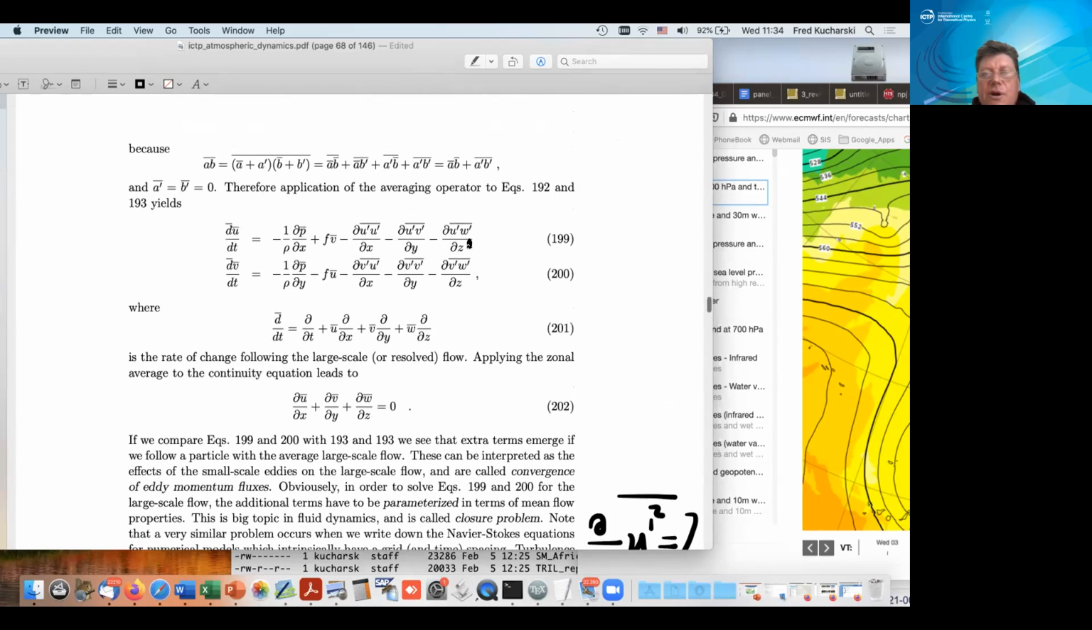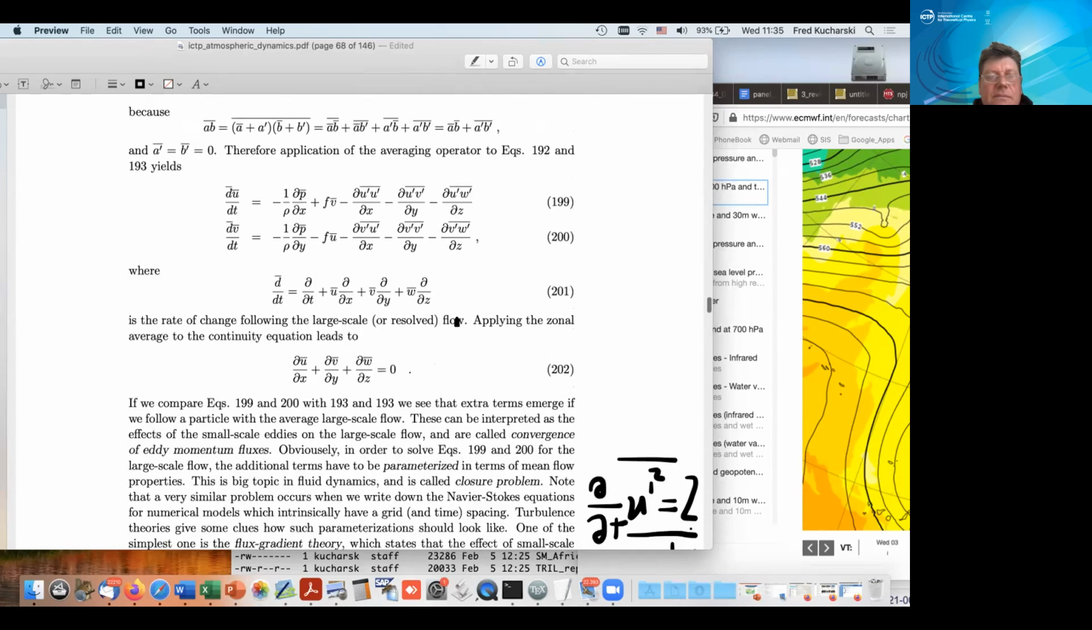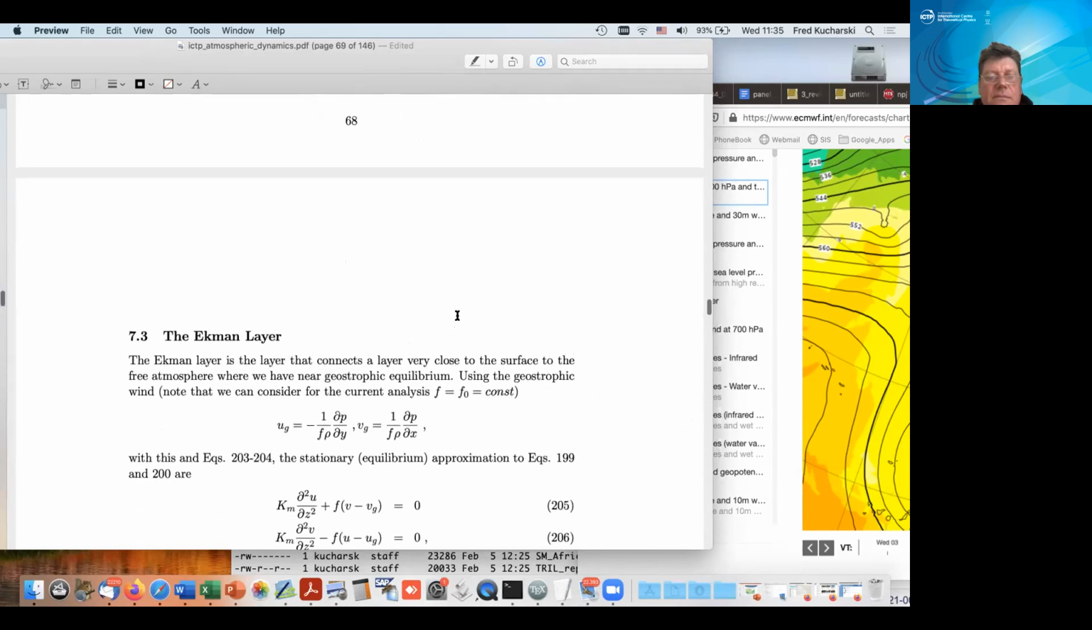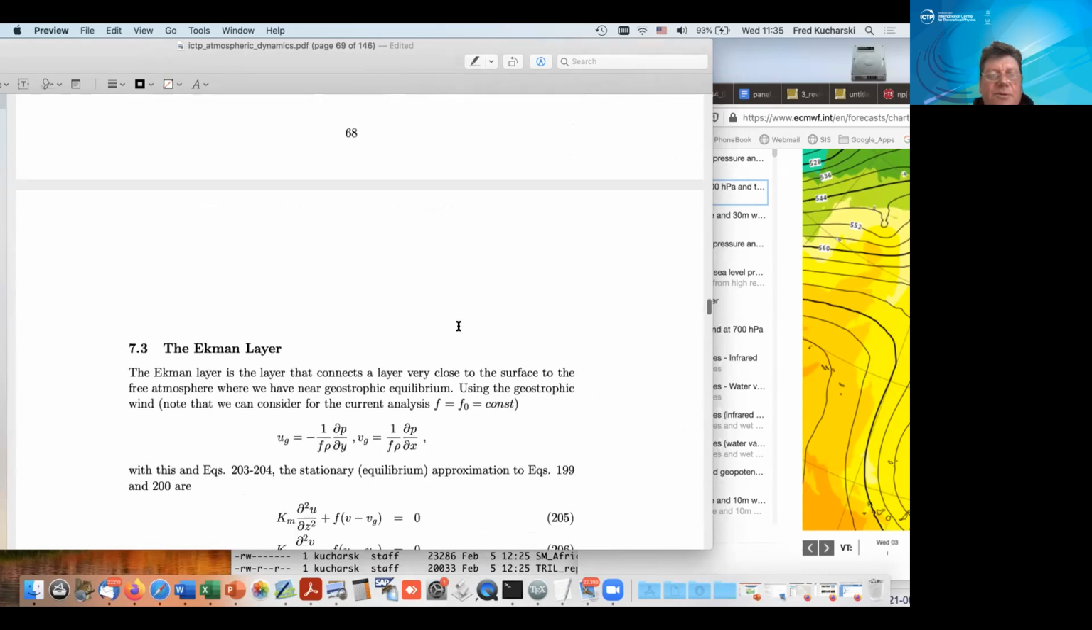Here the system is not closed because we don't know what these quantities are. But the fact that we can express these quantities, these fluctuation products, as functions of the mean flow means that these two equations can be closed. So that's what we will be doing now.